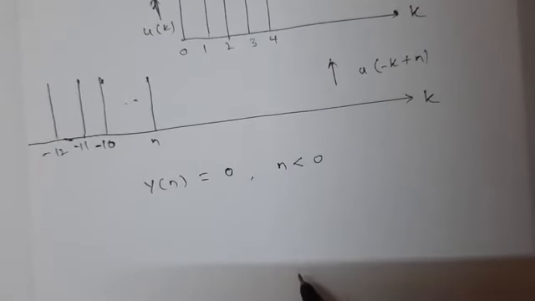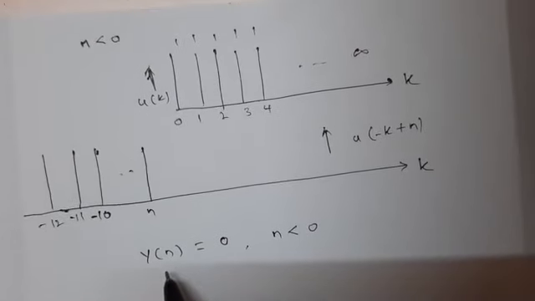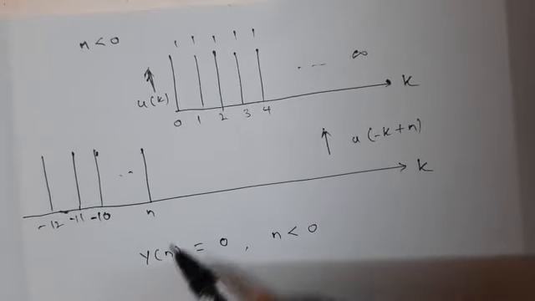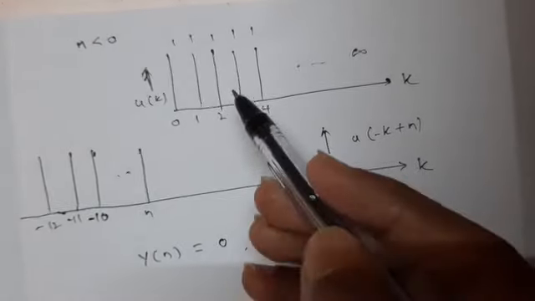So what I am trying to see here, when I am trying to calculate y of n, I am trying to check where the samples of u of k and u of minus k plus n overlap.